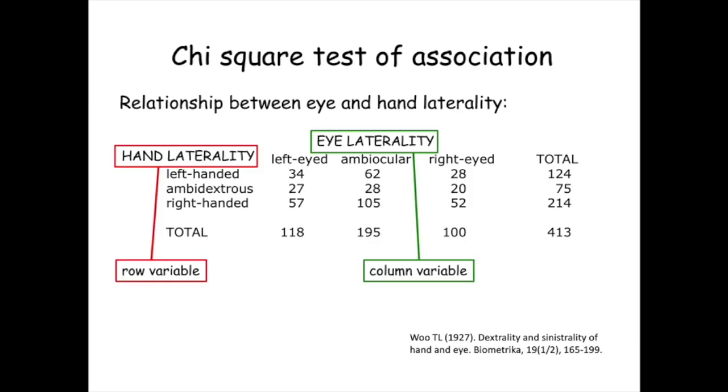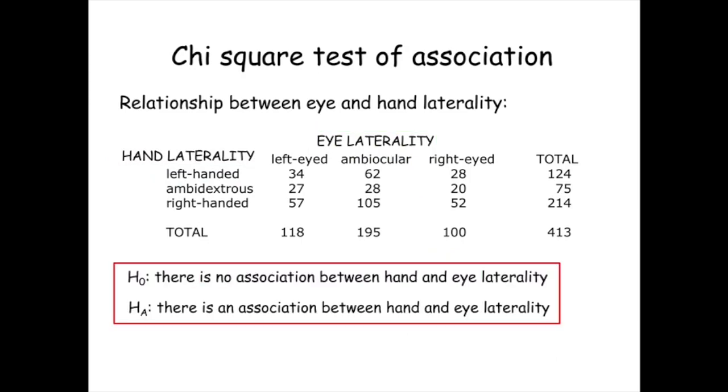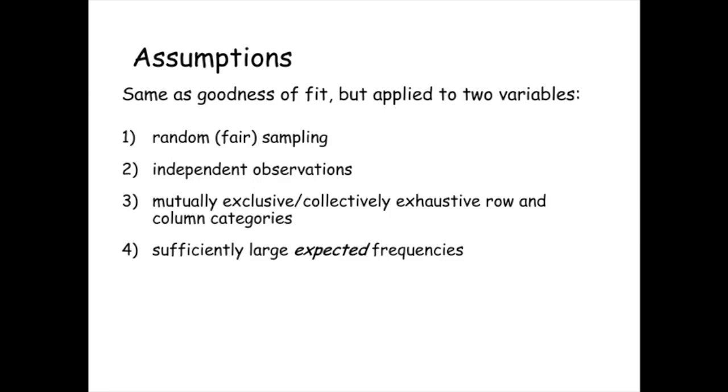This study involves two categorical variables, and the appropriate test is the chi-square test of association. The null hypothesis is that there is no association between the two variables, and the research hypothesis is that there is an association. The assumptions are the same as for the goodness of fit test, but applied to two variables.